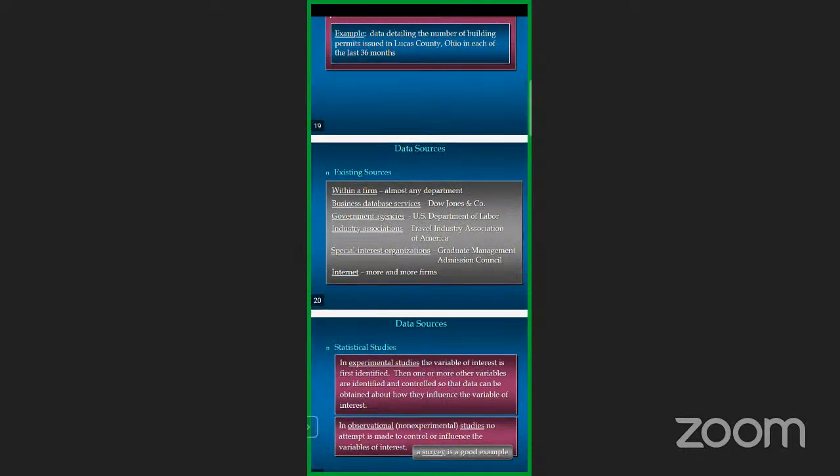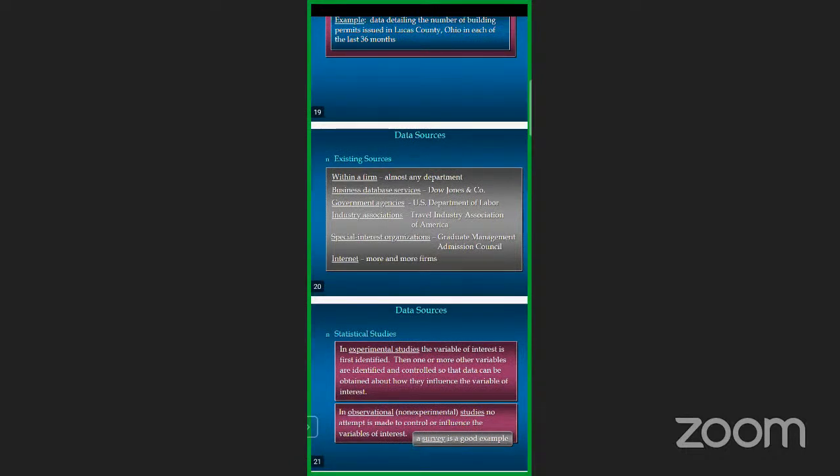And in observational studies, that is the studies which are non-experimental, no attempt is made to control or influence the variables of interest. Like a survey is a good example. We do a survey to know what is going on. We can't control it, we can only do the survey, like pollution of a particular area. We can do a survey of sound pollution, air pollution, or water pollution, but controlling it becomes very difficult. We can't do the experiment, but we can use the data, observe, and give the information to the people.